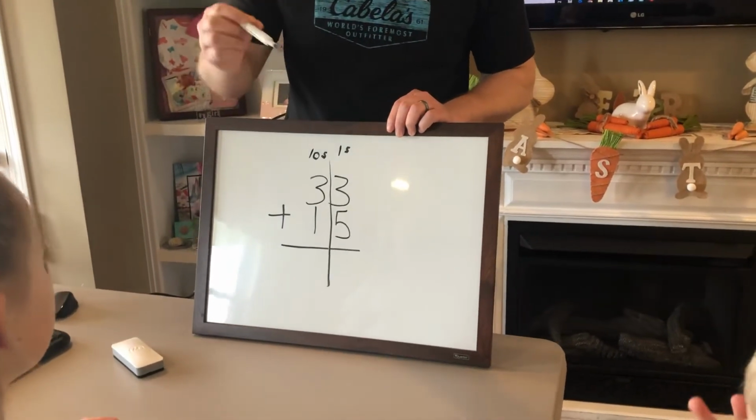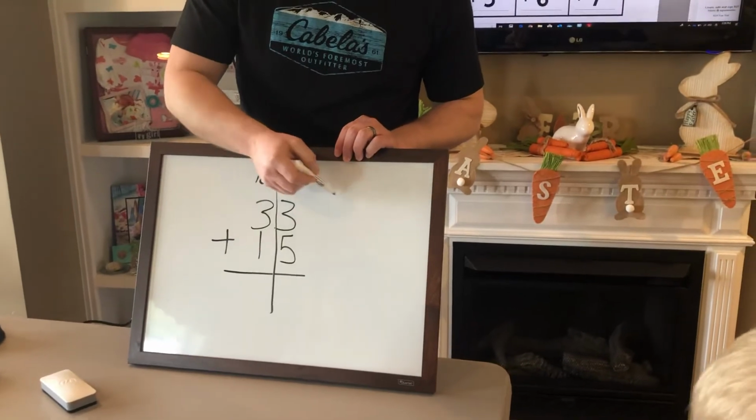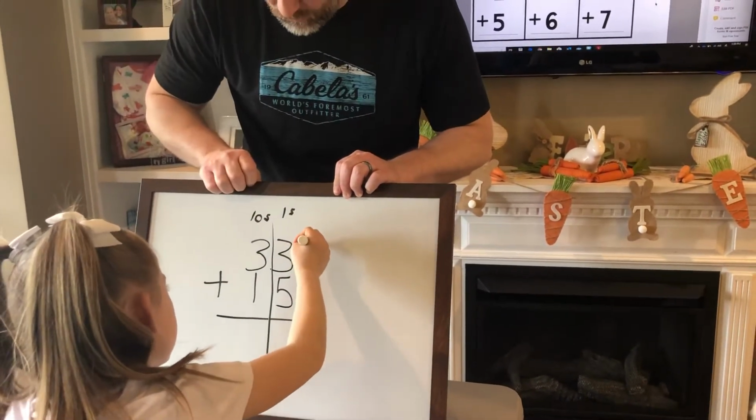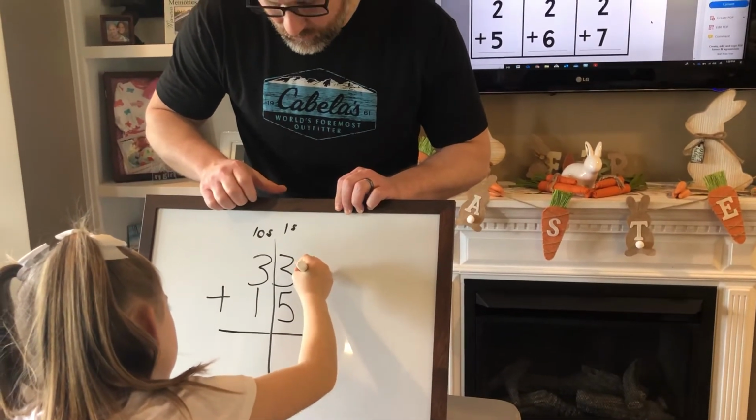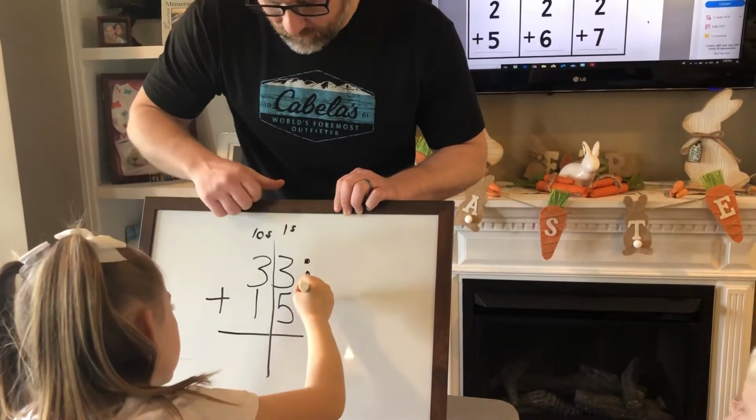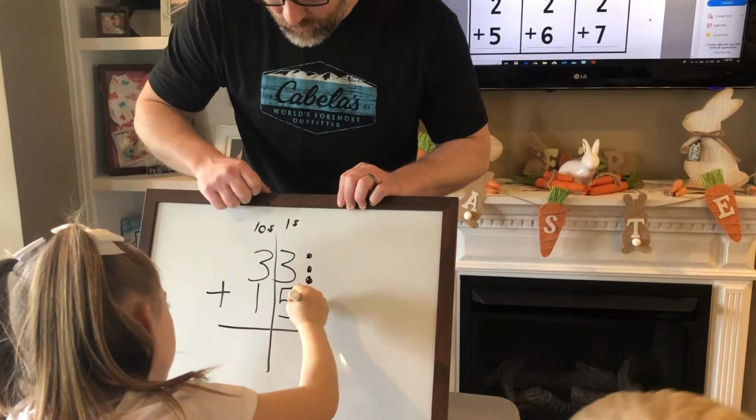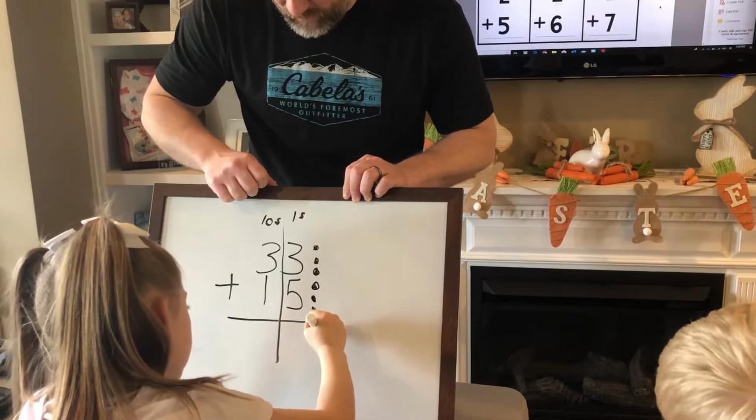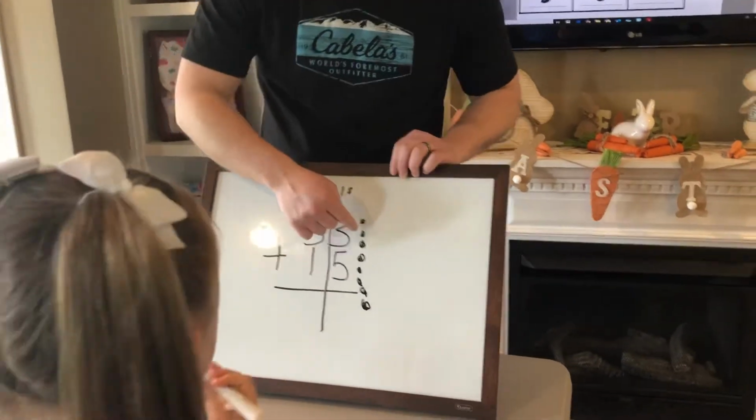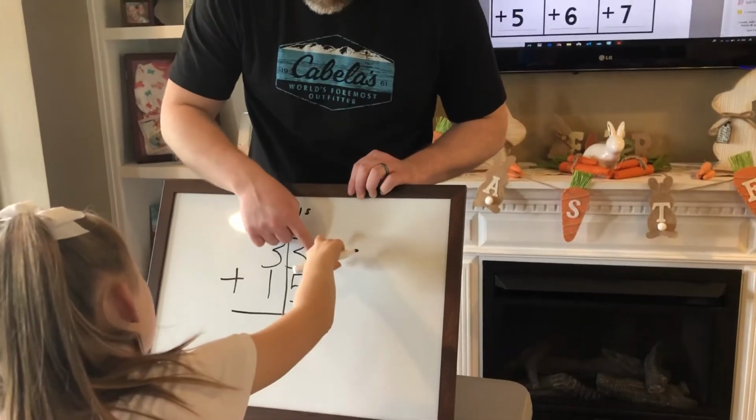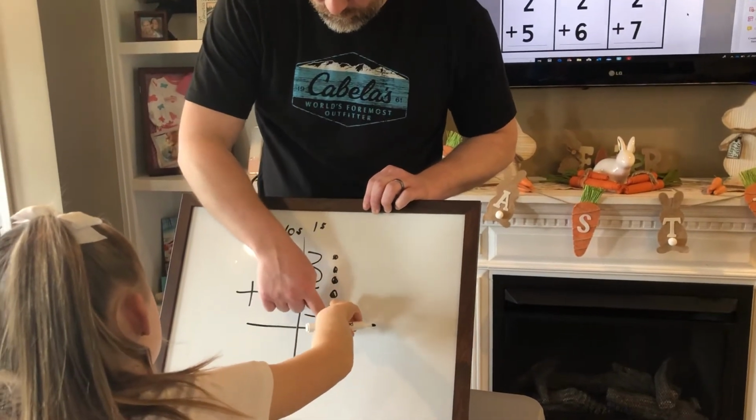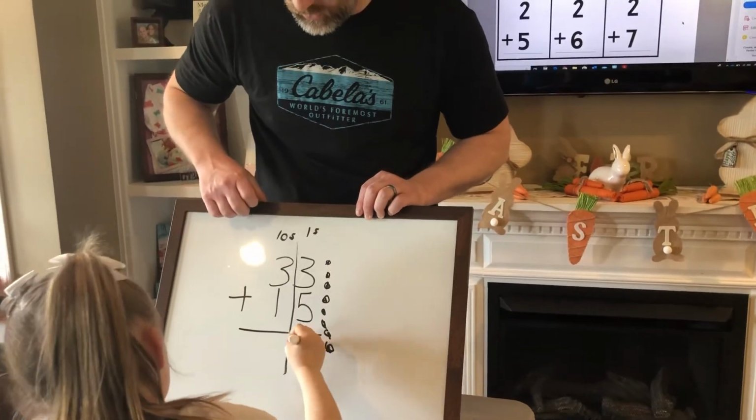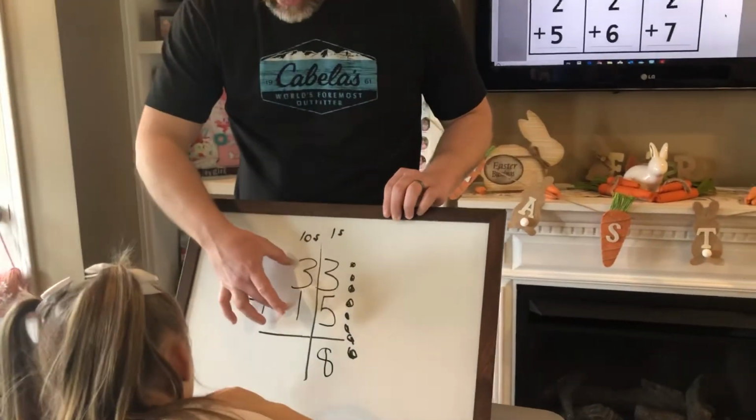So Elise, can you add our ones by drawing dots over here? You want to draw 3 dots for your 3. 1, 2, 3, and then 5 dots for your 5. 1, 2, 3, 4, 5. Now you've got all your dots. Now count them out. 1, 2, 3, 4, 5, 6, 7, 8. Good. So put your 8 in the ones column. Good job. Now you've got your tens column.